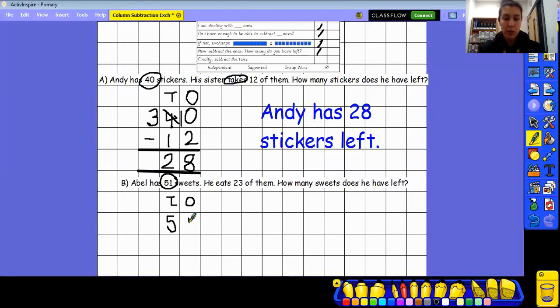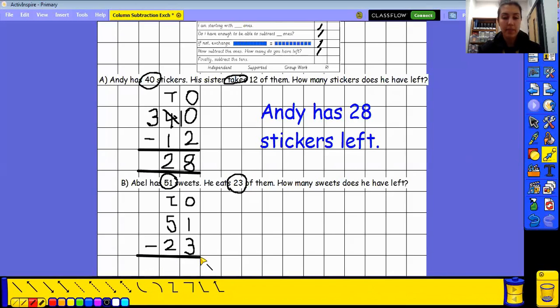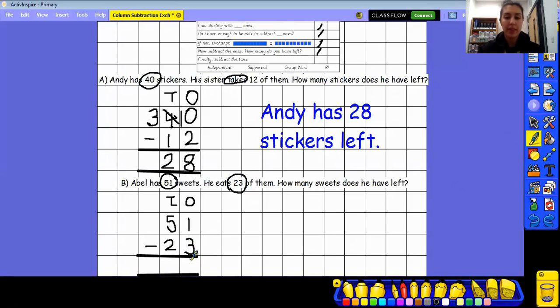5 tens, 1 one. And we decided that he eats them, so they're getting smaller. So that means I'm doing a subtraction. And I'm getting smaller by 23 sweets. Then I need to do my equal sign. And my calculation is set up, ready to work out the answer.